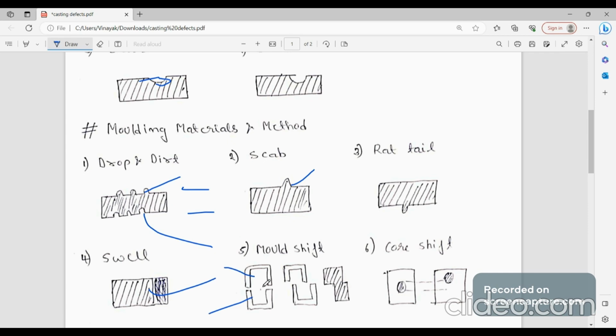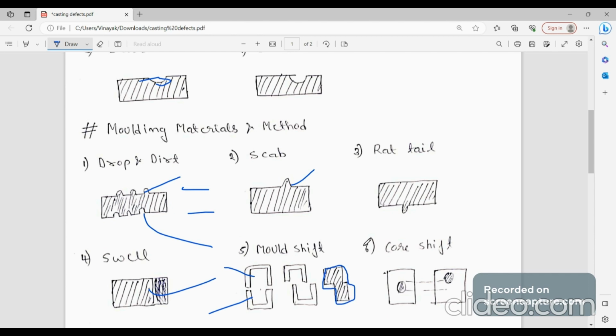While we are doing casting, there may be some shifting in the cope or drag box. So this may be the defect. Due to that, the casting is formed in this way instead of a rectangle. So this is the mold shift defect. And the last one is core shift.